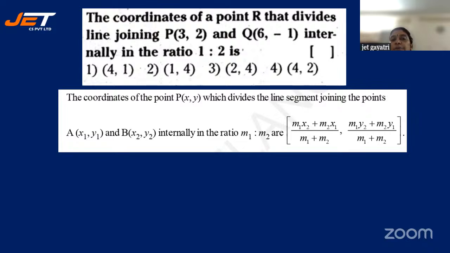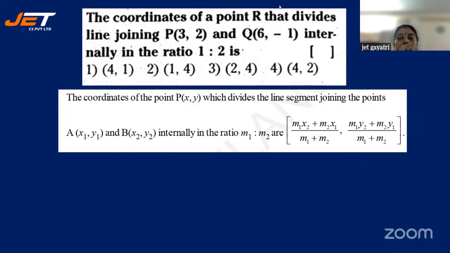The coordinates of a point R that divides the line joining P of 3, 2 and Q of 6, minus 1 internally in the ratio 1 is to 2 is dash. So when it is internally, you have to use this formula: m1x2 plus m2x1 by m1 plus m2, m1y2 plus m2y1 by m1 plus m2.